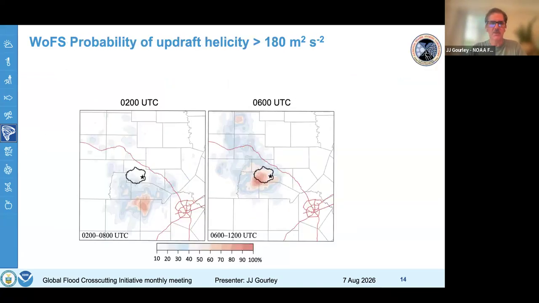And one thing I wanted to show here was this Warn-on-Forecast probability of updraft helicity.